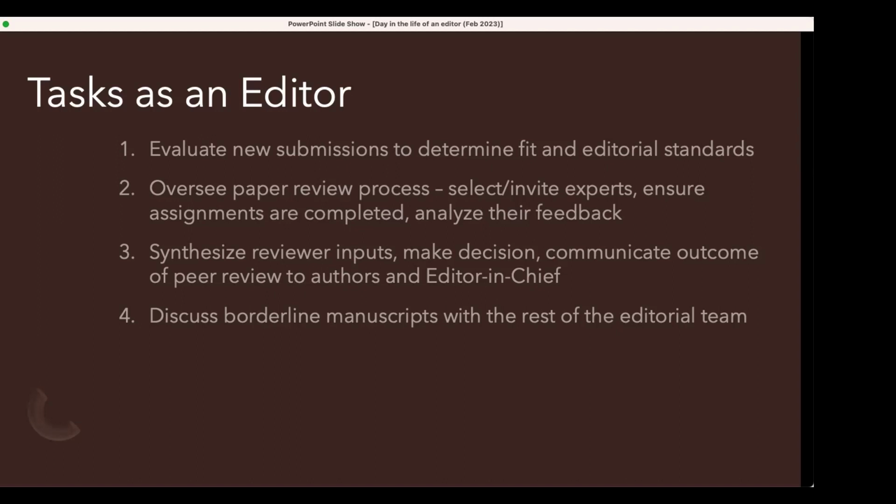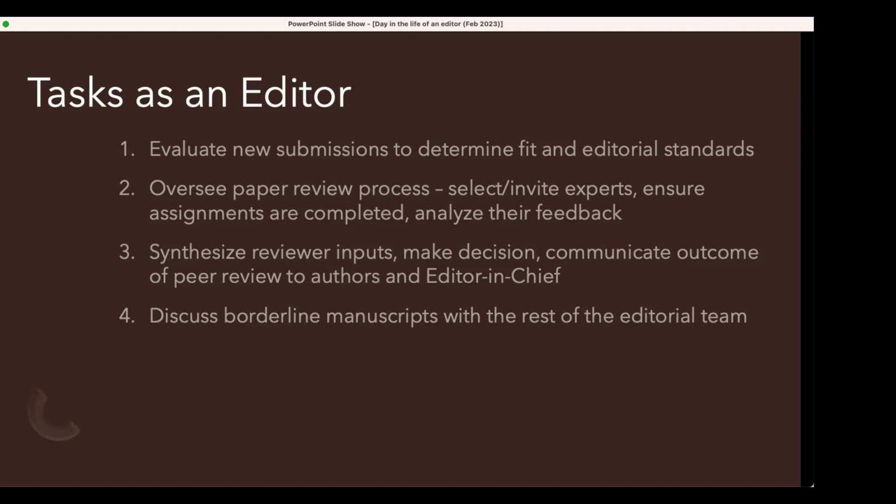So, oftentimes I read the reviews, I read the paper myself, and then I have my own paragraph that I write as a deputy editor that will communicate the rationale for our decision. And this also gets sent to the editor-in-chief for their sign-off. And then finally, to discuss borderline cases with the rest of the editorial team.